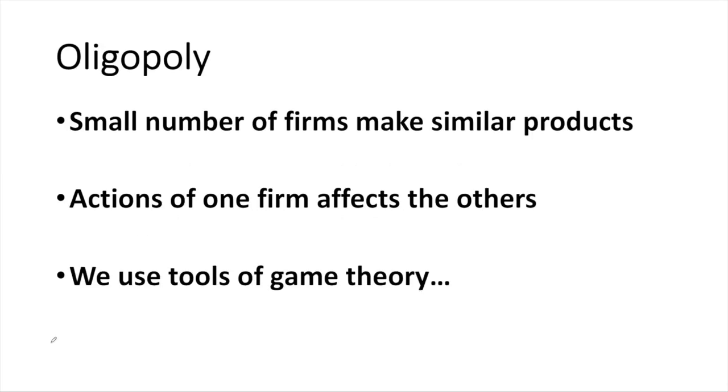So oligopoly is a market structure characterized by a small number of firms that are making similar products. Because there are a small number of firms, the action of one firm affects the others. And because of that, firms act strategically. And to look at strategic behavior of firms, we use the tools of game theory.